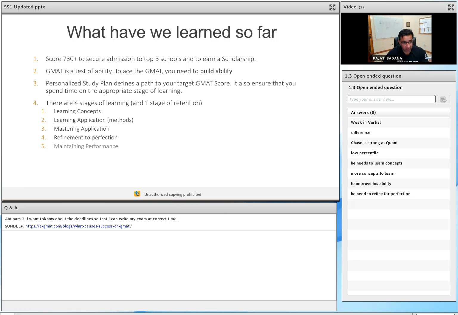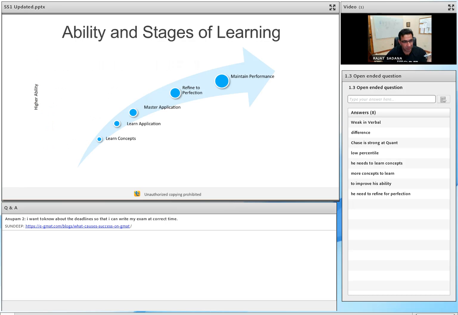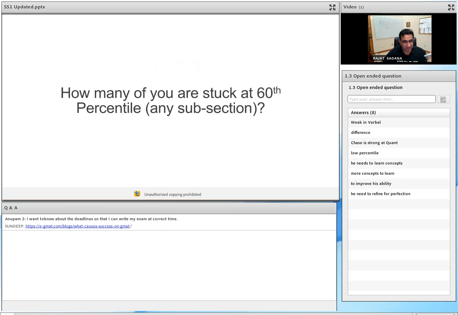And then there are these 4 stages of learning where you learn concepts, learn application, you master application, and you refine to perfection. And then there's that 1 stage of retention, which is maintaining performance. If you need help with that, if you're an e-GMAT student, we have specific quizzes to maintain performance that you can take in Scholaranium. We can help you with that as well. Okay, once again, the stages of learning.